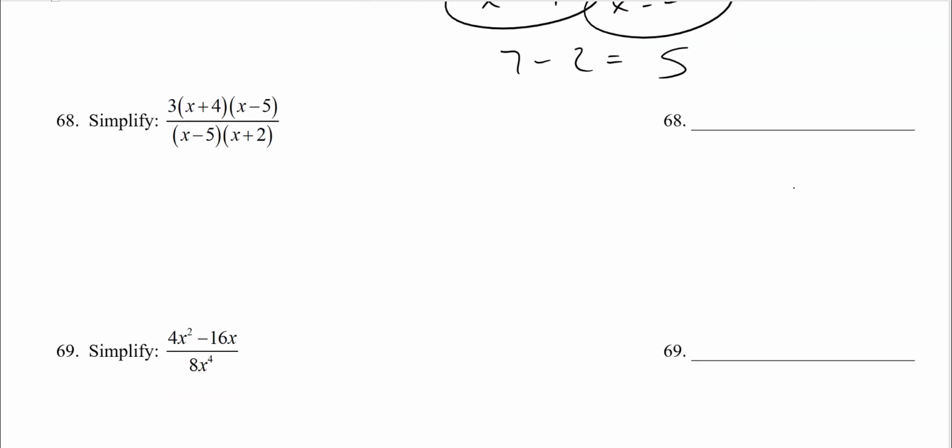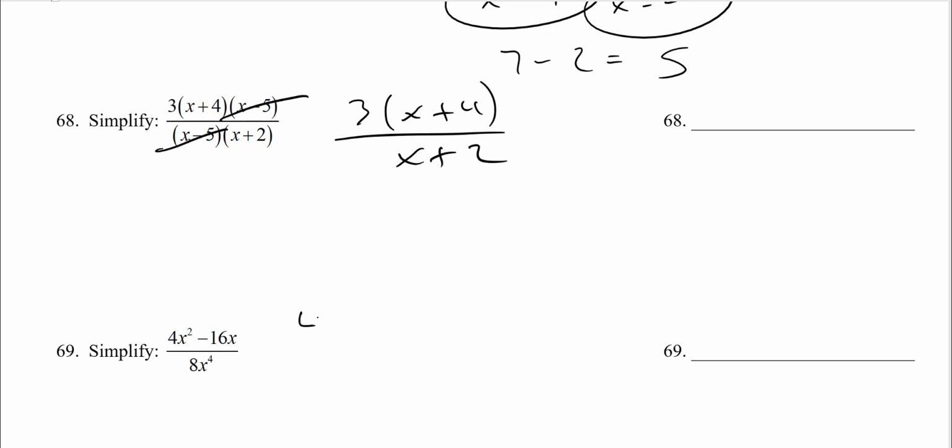Okay, number 68, this is the last chapter, guys. So that cancels, and that's my answer. 3x plus 4 over x plus 2. This one I got a factor of 4x out of it. So factor of 4x, and if I divide each of those by 4x, the top ones, I get x minus 4 on top, and on the bottom I get 8x to the fourth.